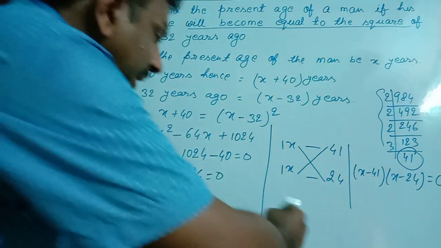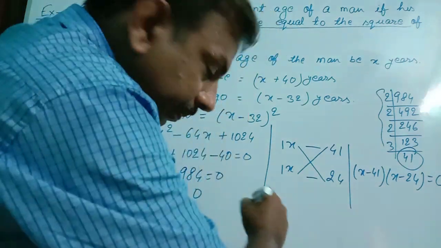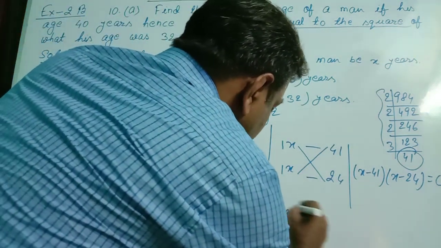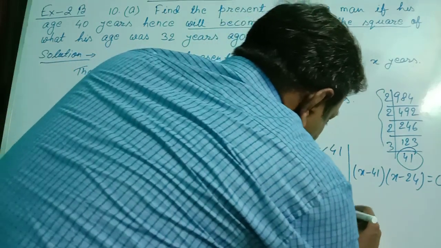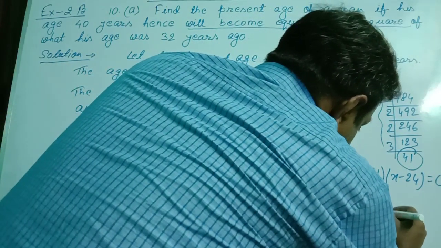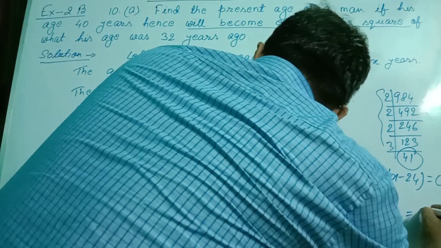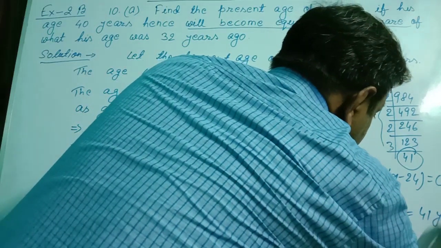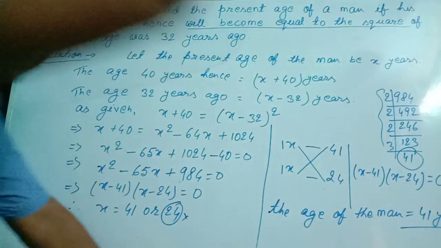So the age of the man, I am writing the answer here: the age of the man equals 41 years. This became the answer.